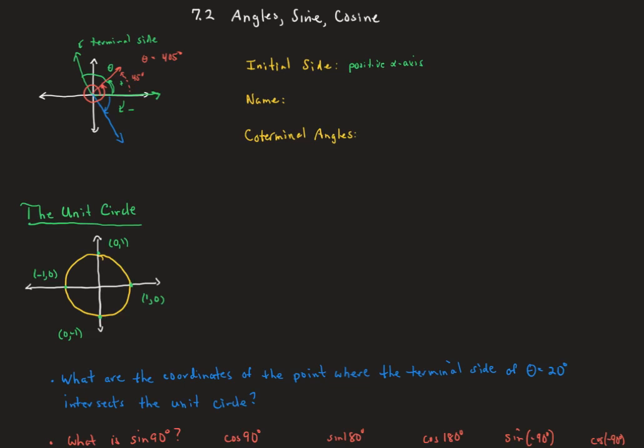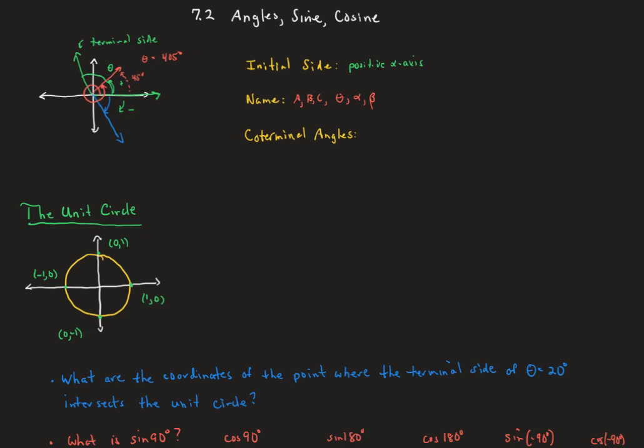So we will name angles typically with capital letters, A, B, C, but we're also going to use Greek letters like theta and alpha and beta. So by the end of the year, hopefully we'll be fluent in Greek. That's one of our goals.